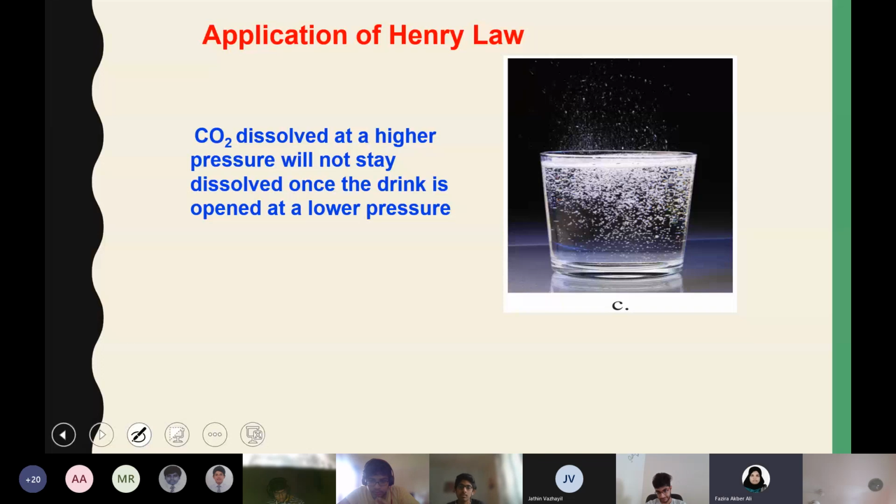So this is the first point. Make a note of application of Henry's law. The first one is aerated or carbonated waters or drinks. Carbon dioxide dissolved at higher pressure will not stay dissolved once the drink is opened at a lower pressure.